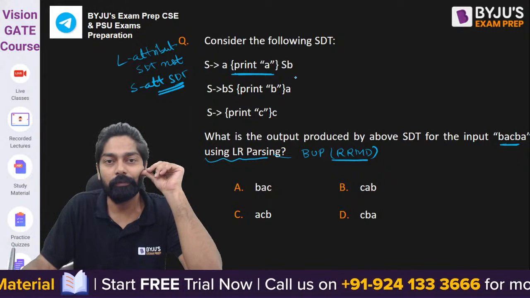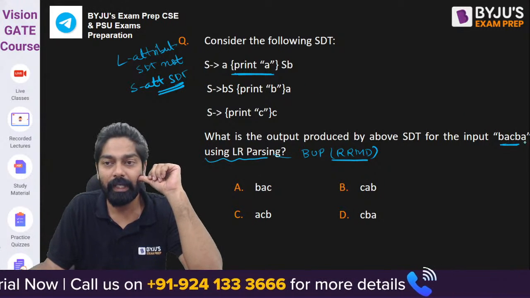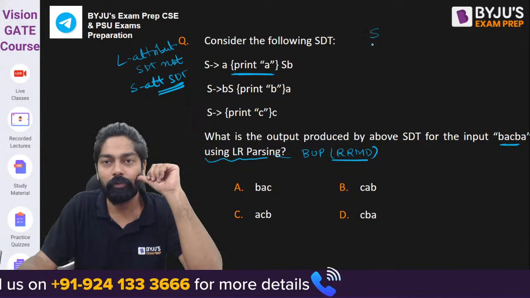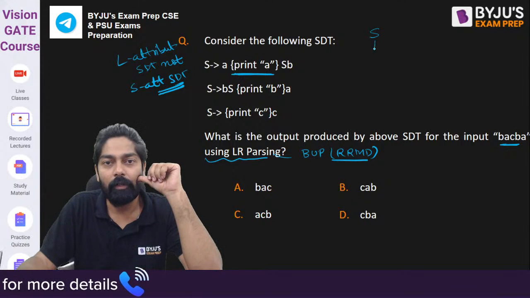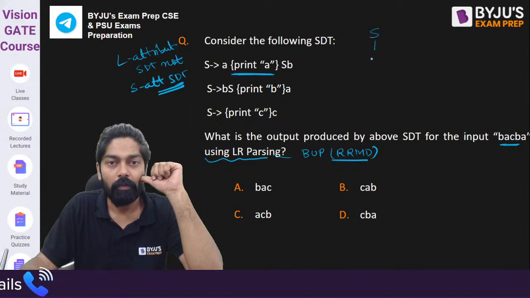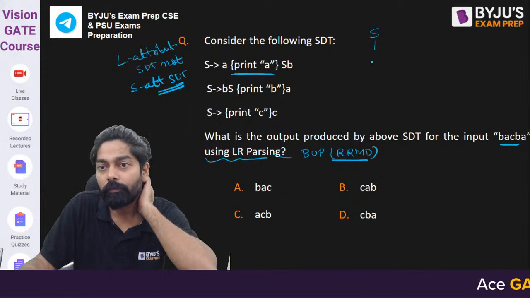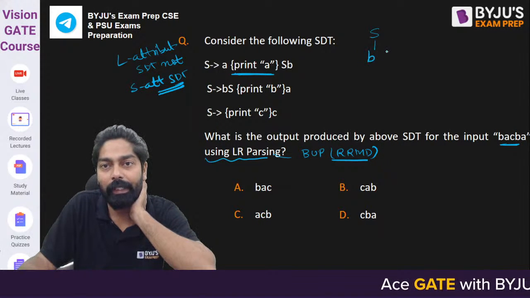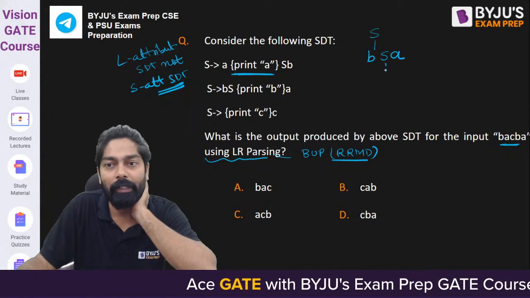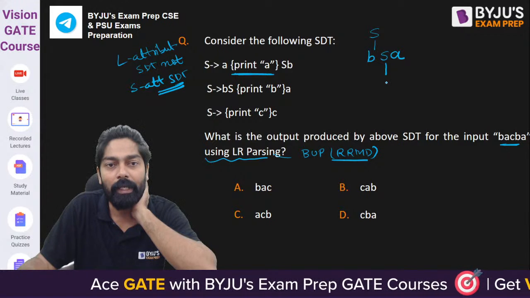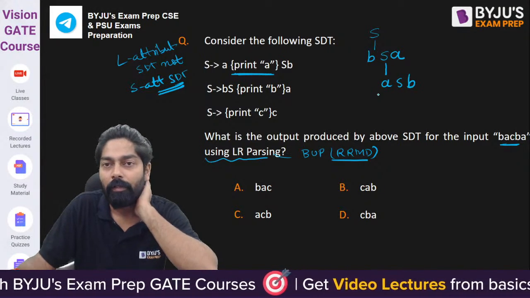What is the answer for this one? Draw the parse tree for this one. BACBA. So I'm writing here, S goes to what you want actually. What you want? BACBA. So what do you take? Can you please tell me? Draw the rightmost derivation. So you can write here BSA. BSA. Okay, now what do I want? I want S goes to ASB. ASB. Fine. Rightmost derivation.